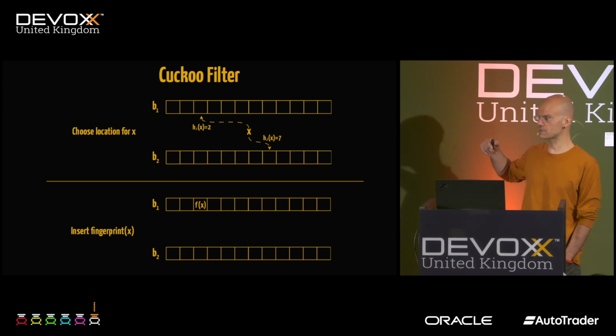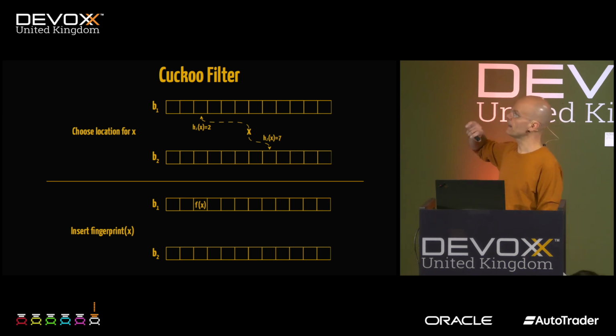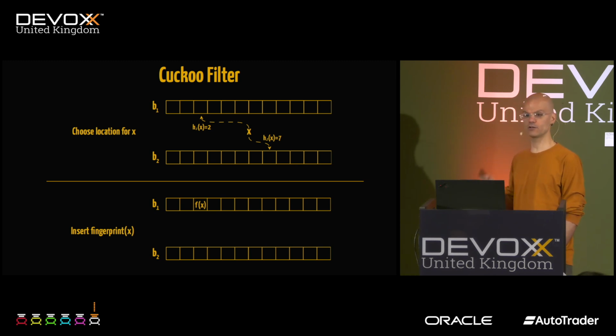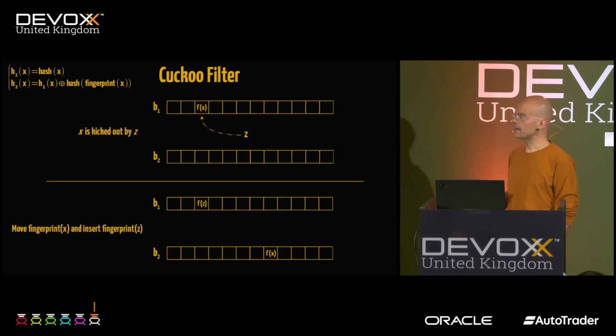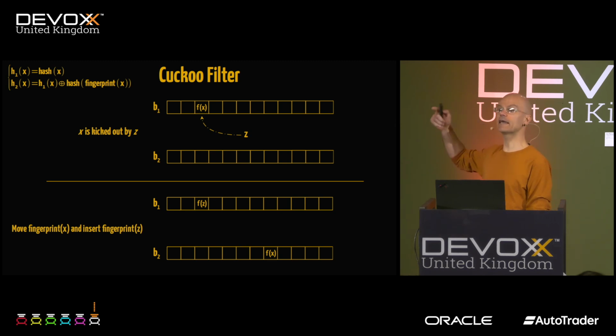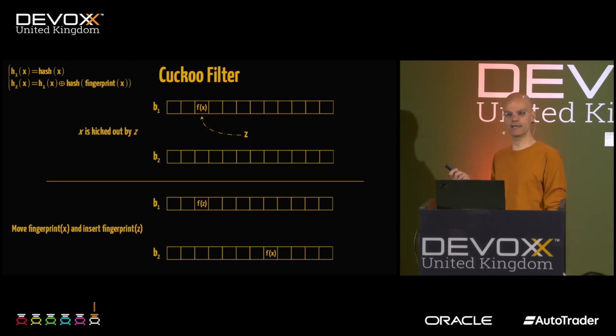So in this example, as before, we want to store x. We compute the hash function on x, and we get two values. Then we store the fingerprint of x, not x anymore. Then we are in the case in which we need to kick out the element, right? And how do we know? Since z will be written instead of the fingerprint of x, how do we know where to put f of x in the other array? We don't have any x anymore.